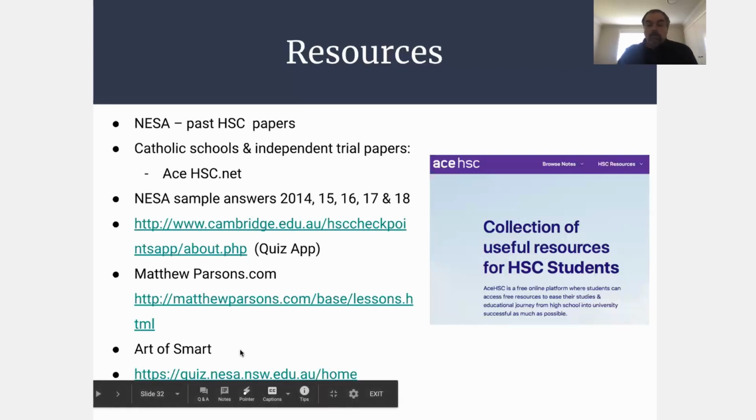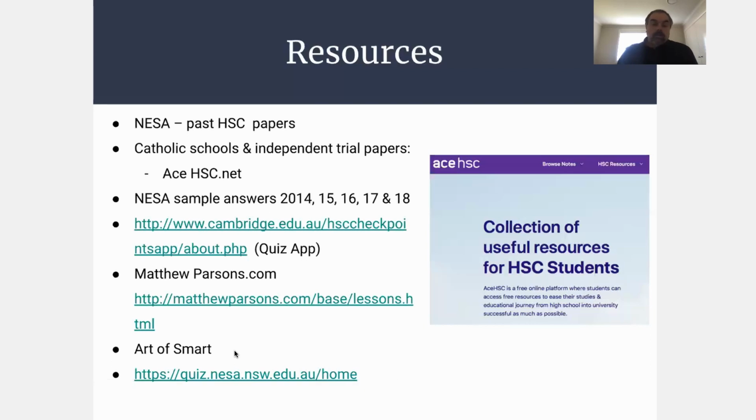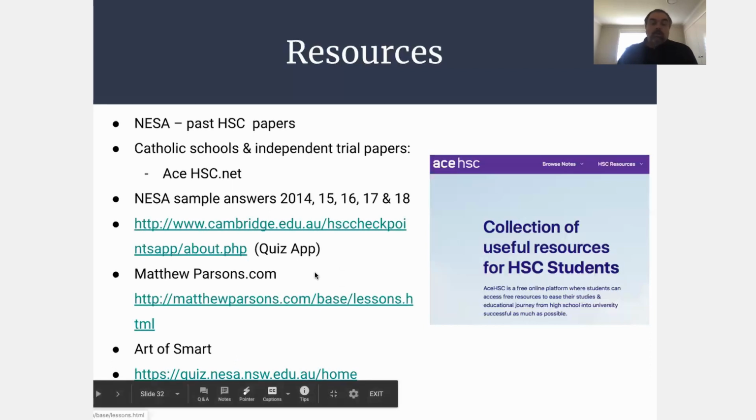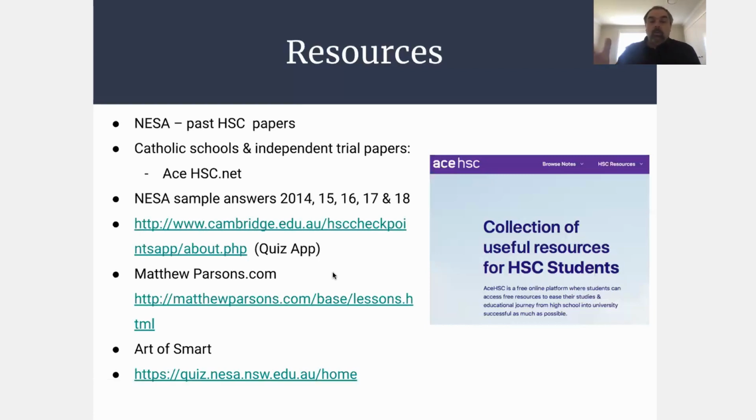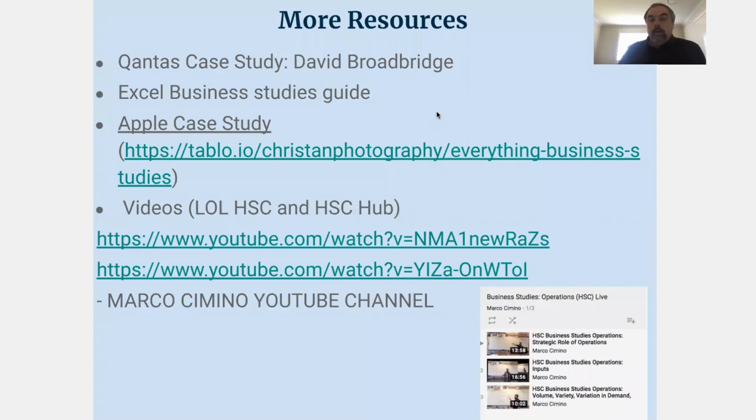And the NESA quiz site. So basically, if you go to that link there, you type in your subject like business studies, and it will randomly select past HSC multiple choice questions. That's a really good technique. If I've got 15 or 20 minutes, go onto the site, have a look at some multiple choice questions, get the immediate feedback there. All right, and finally, the Qantas case study book.